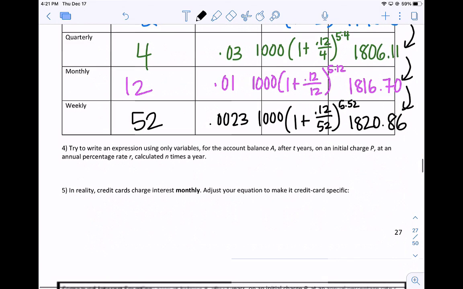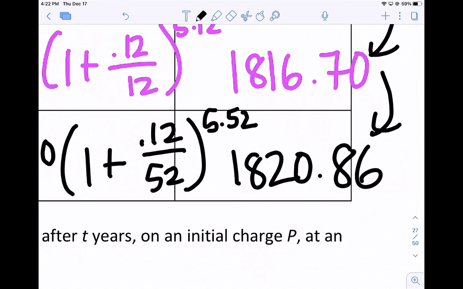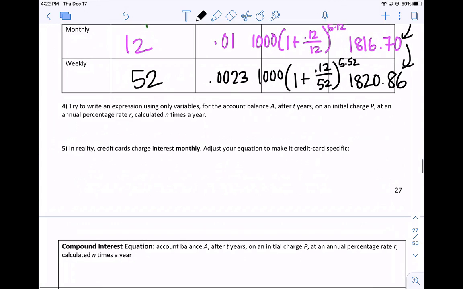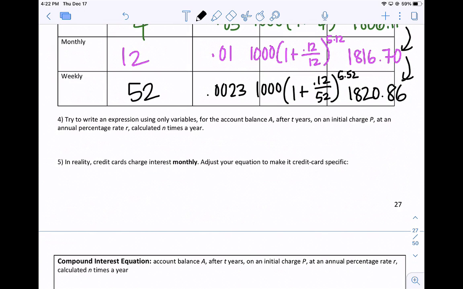So it says right here, try to write an expression using only variables for the account balance. Okay. And if we had more time, what we would do is calculate this daily. We could calculate it hourly, and we would find that this amount levels off. Well, we'll talk about the leveling off a little bit later on, but it does level off. So even if they charged us by the minute, at some point it would level off, and they wouldn't keep making a huge amount of money off of us the more they compounded the interest.